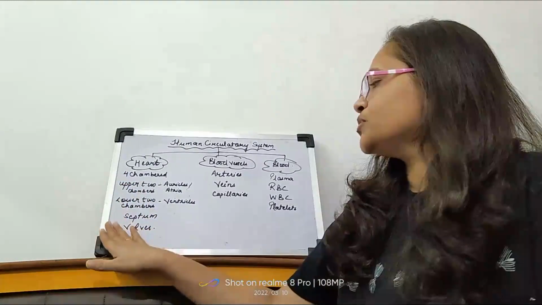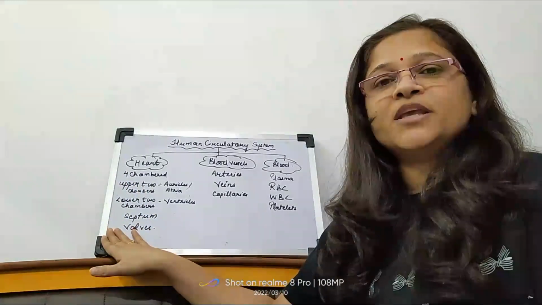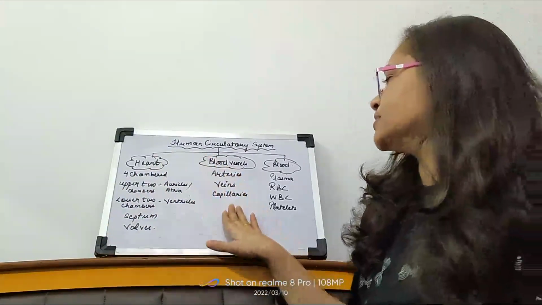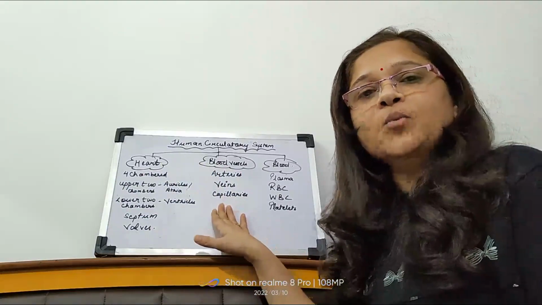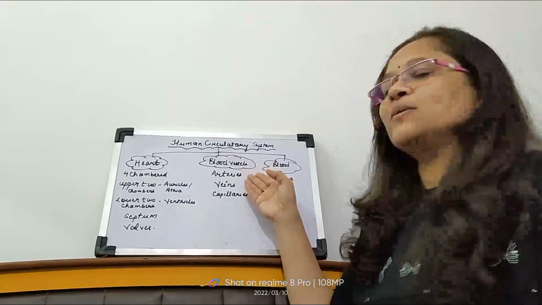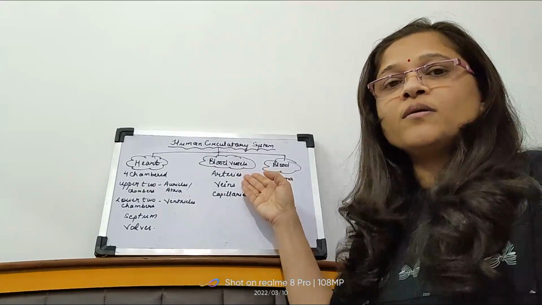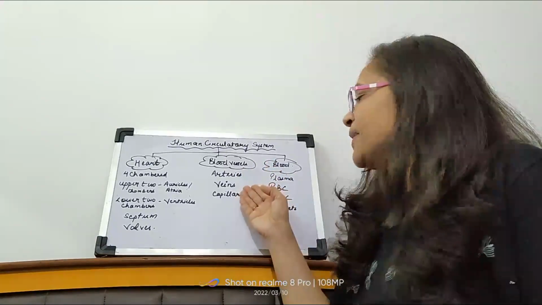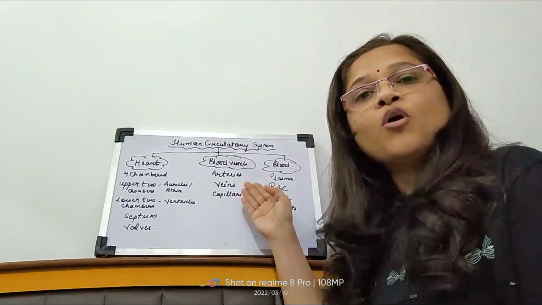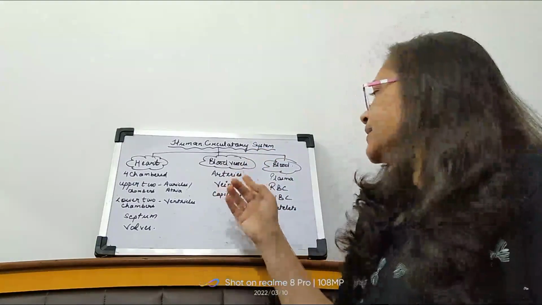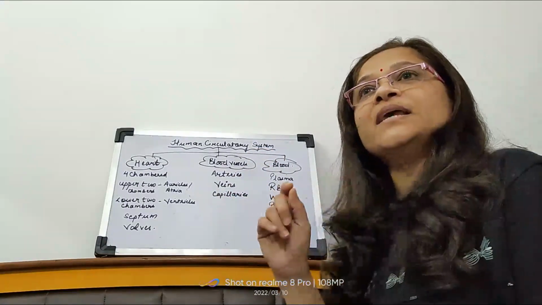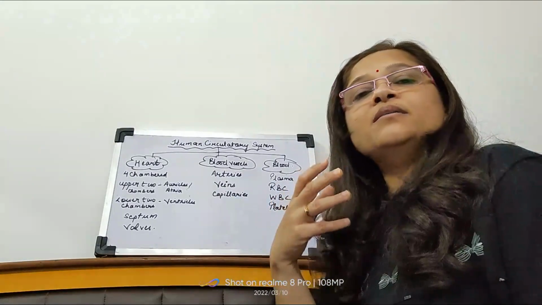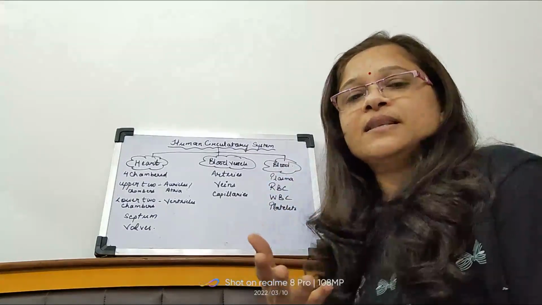We'll come to this part later on. I'll be explaining the heart in detail later. First, we see the blood vessels. We have three types of blood vessels: arteries, which carry blood from the heart to the body parts. Then come the veins, which carry the blood from the body parts to the heart. Then come the capillaries, which are one cell thick, taking the blood to each and every cell.